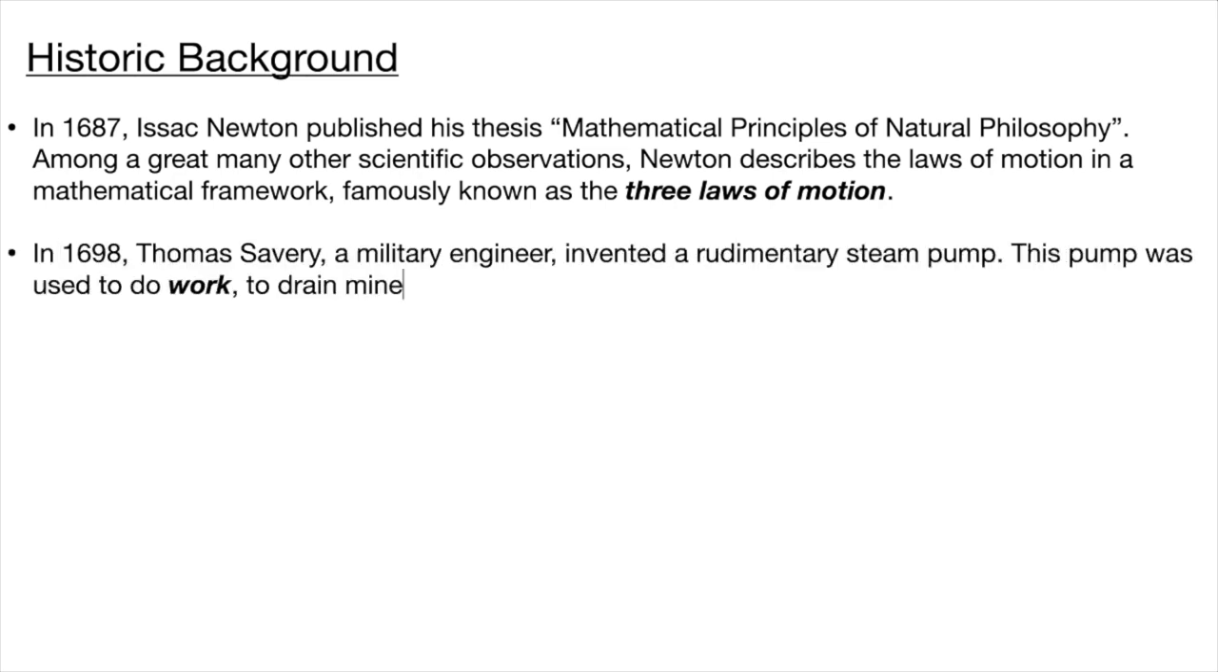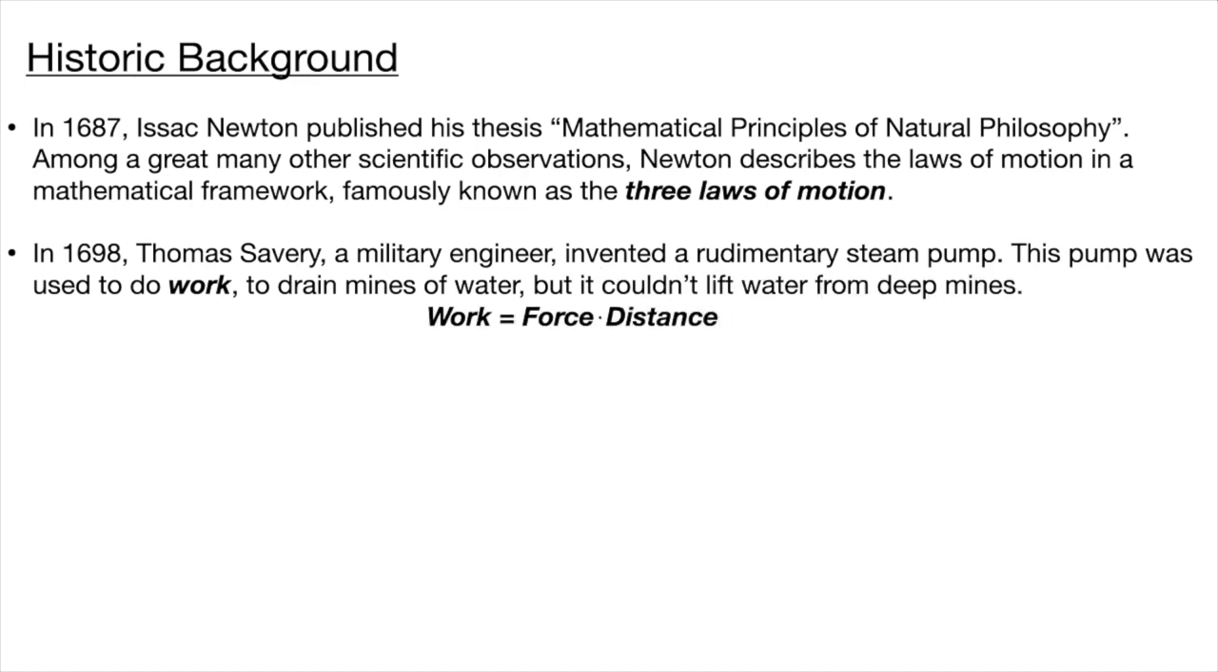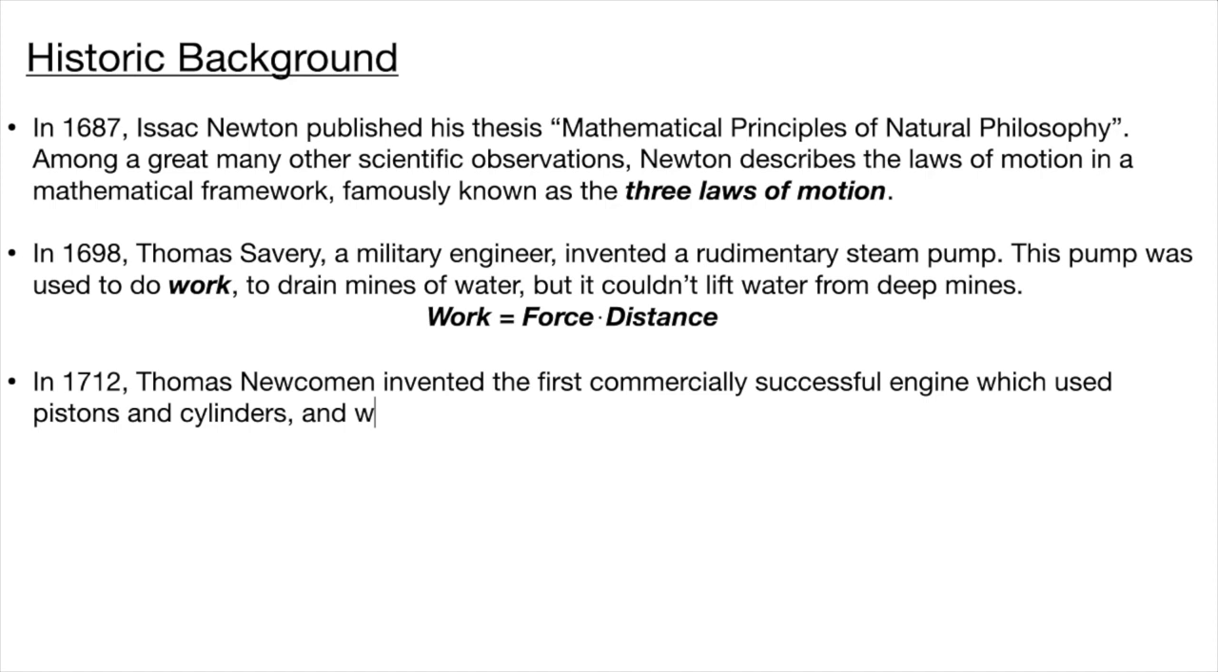In 1698, Thomas Savery, a military engineer, invented a rudimentary steam pump. This pump was used to do work, to drain mines of water, but it couldn't lift water from deep mines. The mathematical formulation of work is work equals force times distance. In 1712, Thomas Newcomen invented the first commercially successful engine, which used pistons and cylinders, and was invented to be a replacement for Savery's pump for mining.